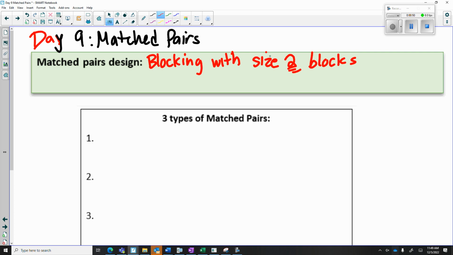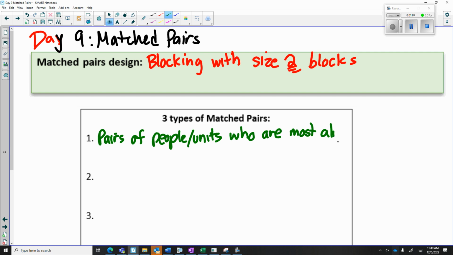And then there's 3 different types that I mentioned today. And the 3 types are pairs of people, or units, I should say. So subjects or units who are most alike with respect to the lurking variable. And remember, we talked about that's really the concept of all blocking: to pair people or group people into homogeneous groups with respect to the lurking variable, the possible confounding variable, I should say.